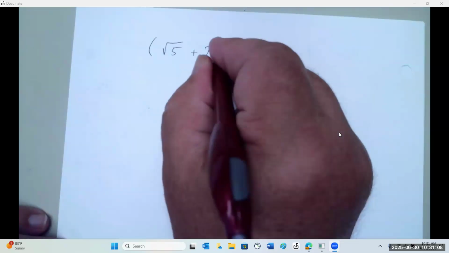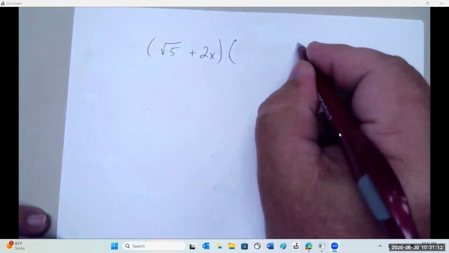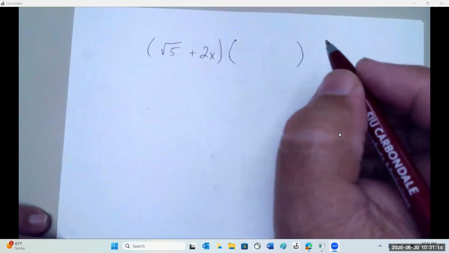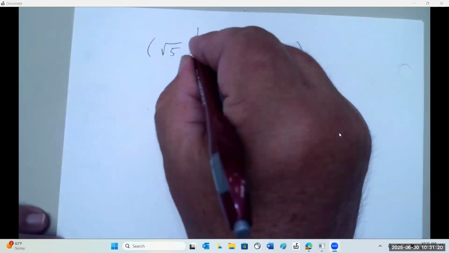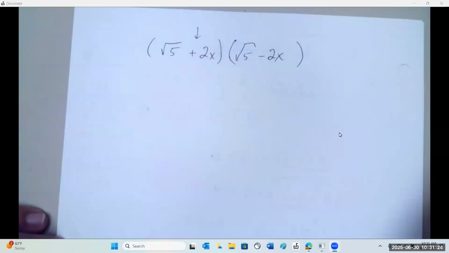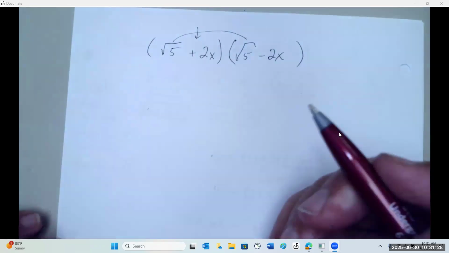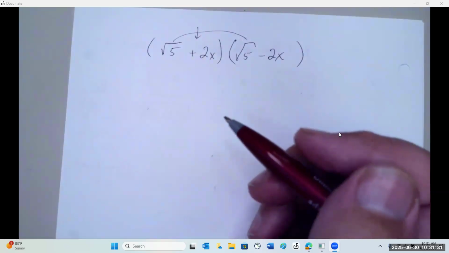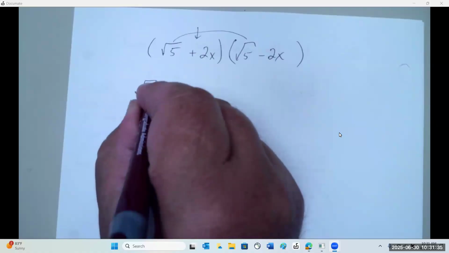Radical 5 plus 2x. What's its complex conjugate? Well, again, just change the sign in the middle. It's always going to work out. Radical 5 times radical 5 is what? Radical 5 squared.